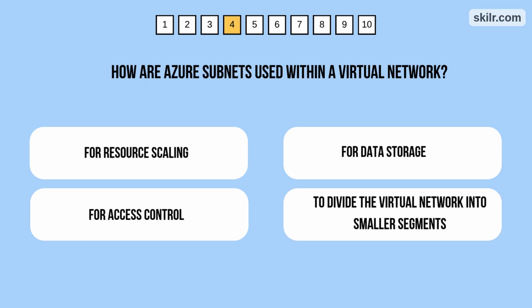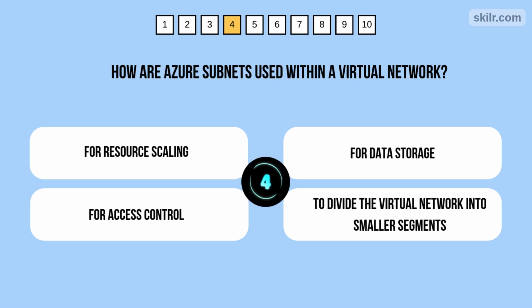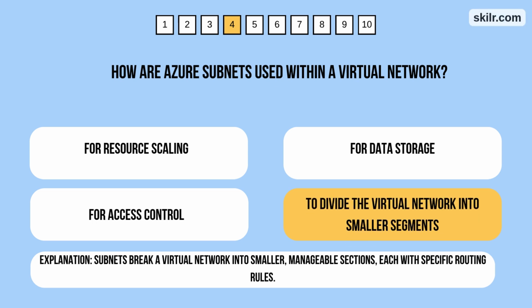Question 4. How are Azure subnets used within a virtual network? The answer is to divide the virtual network into smaller segments, as subnets break a virtual network into smaller, manageable sections, each with specific routing rules.